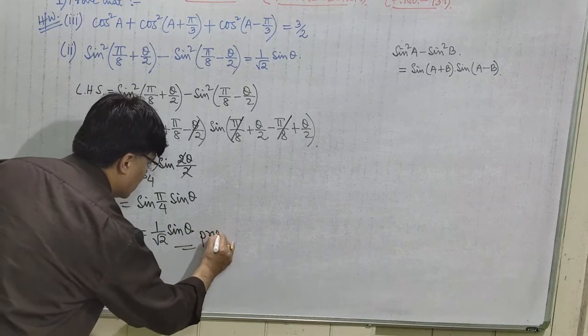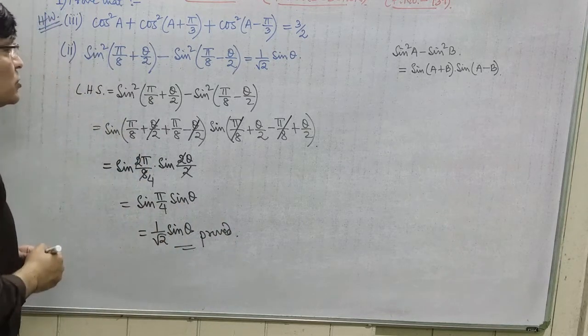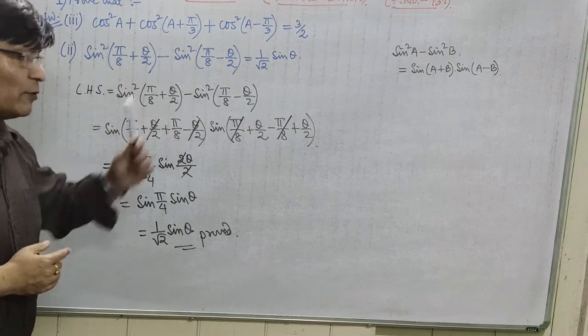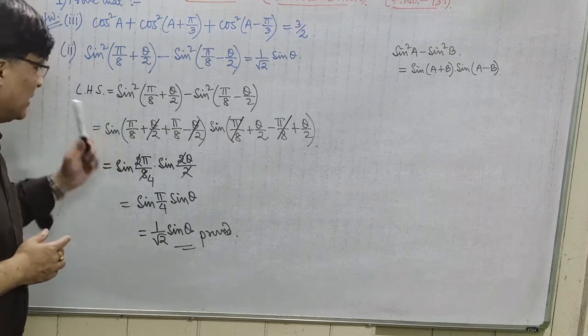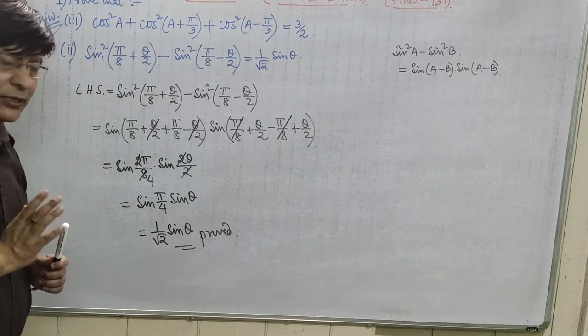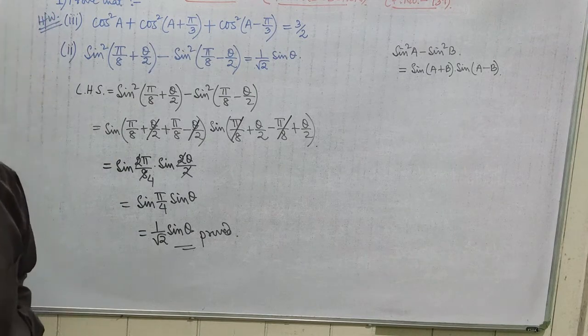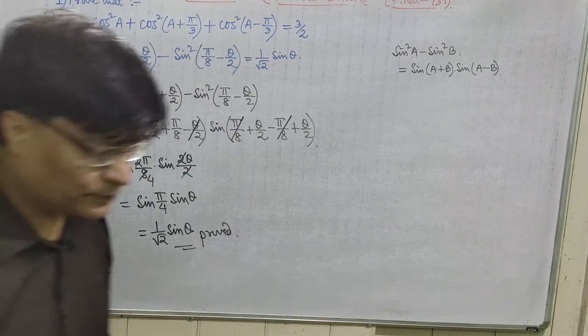So it is proved. So I think you have understood it. So we are using that formula sine square A minus sine square B is equal to sine of A plus B into sine of A minus B in this problem. So I think you have understood it. So you can copy it. Now we'll do the next question.